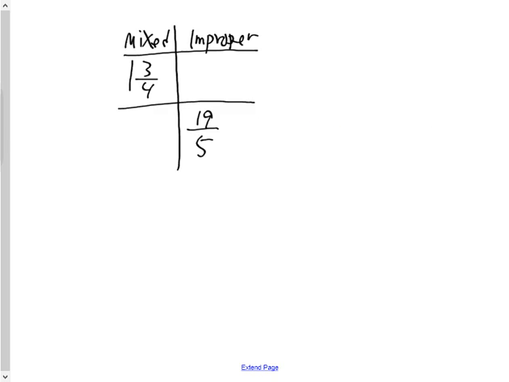In our next question, we just have a mixed fraction of 1 3/4. It says create an improper fraction from that. And then you are given in the second question the improper fraction of 19/5 and asked to write it as a mixed fraction. So we'll start with the first one, 1 3/4.